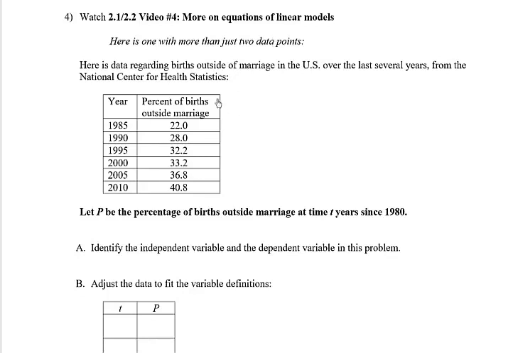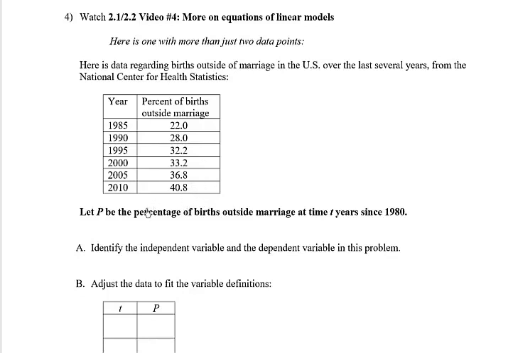This particular data comes from the National Center for Health Statistics, and it's talking about births that take place outside of marriage in the U.S. for the last several years. So you can see there you've got various years, and then for each year you've got the percentage of all births that are taking place outside of marriage. And you can see just from a quick glance, it looks like there's an upward trend to those numbers.